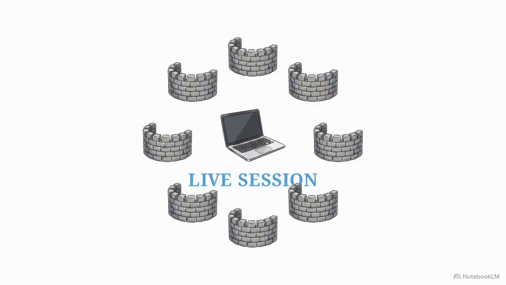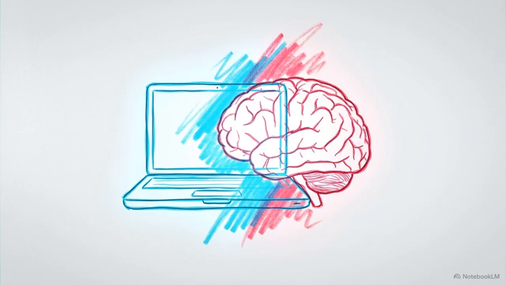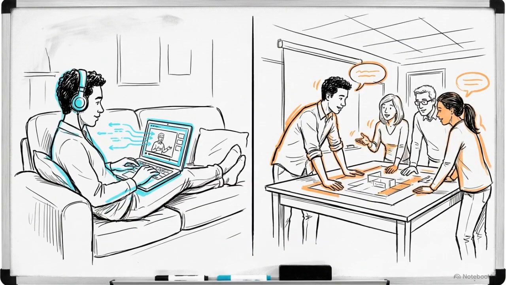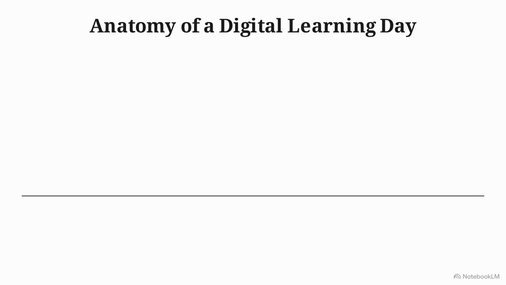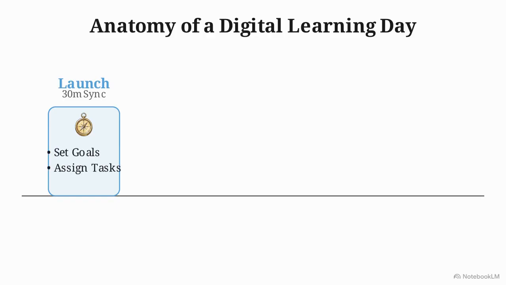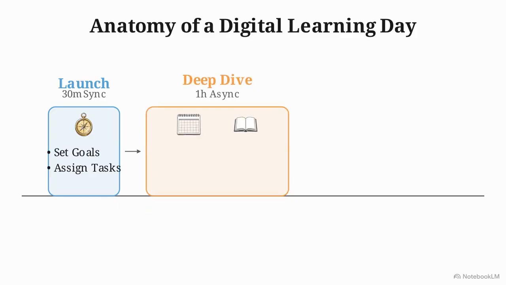The ultimate synthesis of these modalities and digital platforms is known as blended learning, sometimes adapted into the flipped classroom. By combining these strategies, we can break down the anatomy of a perfectly architected digital learning day. The day kicks off with a brief 30-minute synchronous session. This time is used strictly by the facilitator to set goals and assign the day's tasks. Next comes the heavy lifting, a 1-hour asynchronous block. Learners log into the LMS to absorb the core concepts independently, pacing themselves through the material.